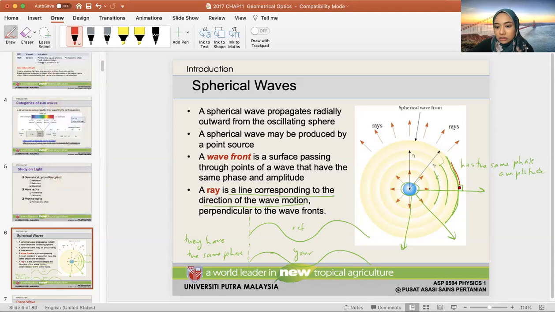So all these waves at this point have the same phase, which means that they have the same amplitude. So here the amplitude is the same. So that is what it means. So wavefront is when you have the same amplitude and the same phase. Okay?